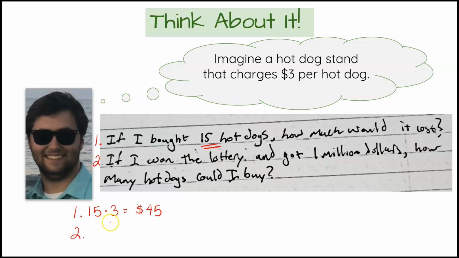My second question was if I won the lottery and got $1 million, how many hot dogs could I buy? Okay. So how many hot dogs could you buy? Well, if I have $1 million and it's $3 per hot dog, I could do 1 million divided by 3 to figure out how many hot dogs I could buy. That simplifies to 333,333.3 repeating. However, you can't buy a third of a hot dog, so I'll just be able to buy 333,333 hot dogs.